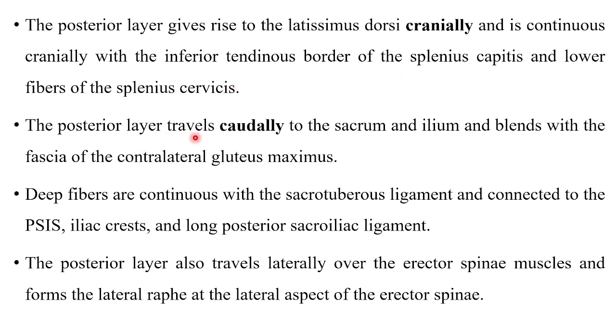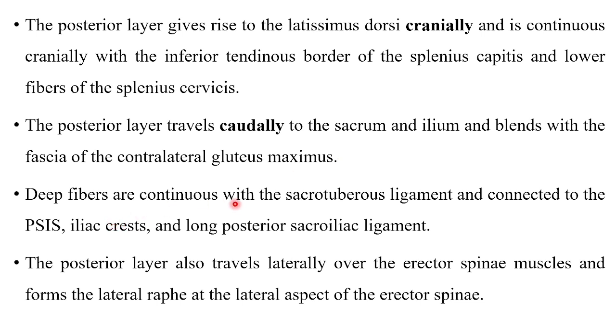The posterior layer travels inferiorly, caudally to the sacrum and ilium, and blends with the fascia of the contralateral gluteus maximus. This thoracolumbar fascia will be attaching superiorly over the latissimus dorsi and the tendinous portion of the splenius capitis as well as splenius cervicis, and inferiorly it will be attached over the sacrum and ilium, blending with the fascia of the contralateral, or opposite side, gluteus maximus.